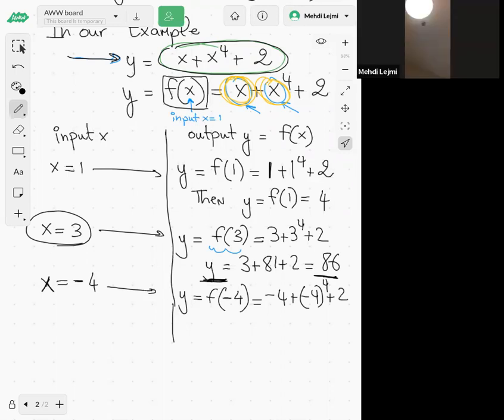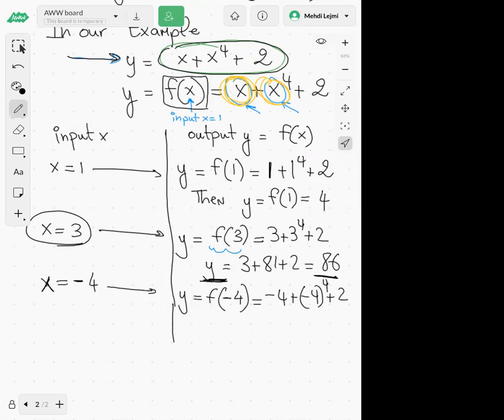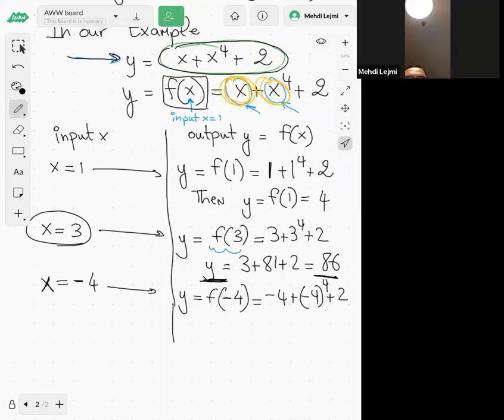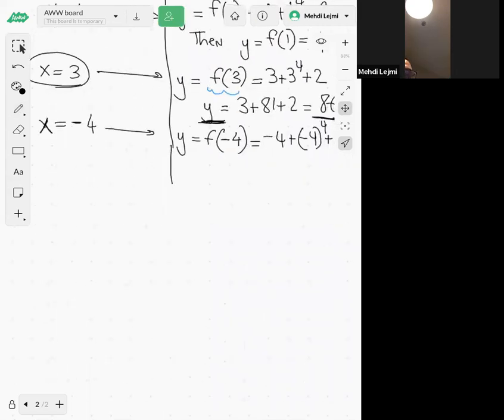So that's the notation of functions. Is there any question, guys? No. All right, so here's an exercise. Excuse me? No, I said right now it's clear. Okay, perfect. Then here's an exercise.